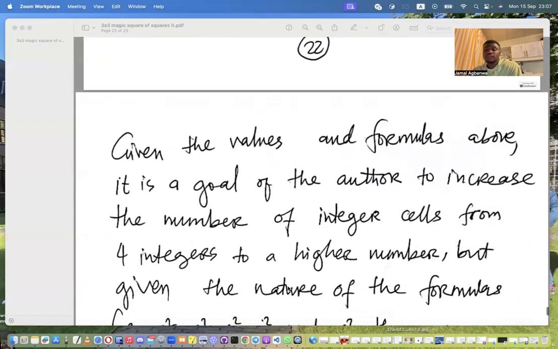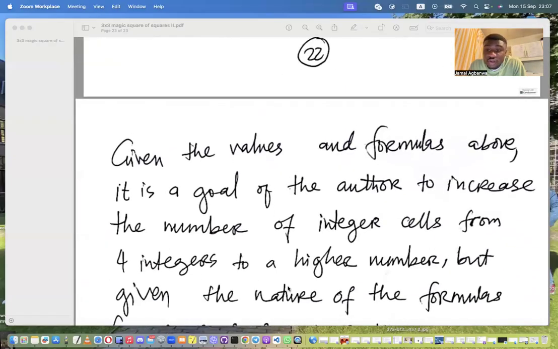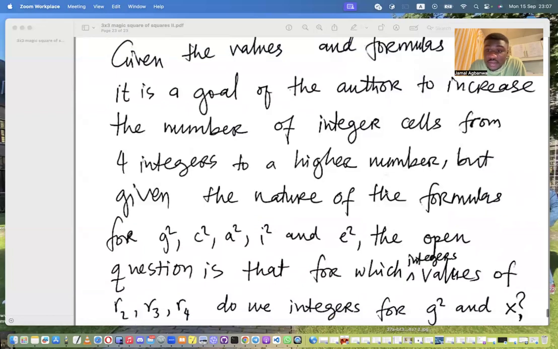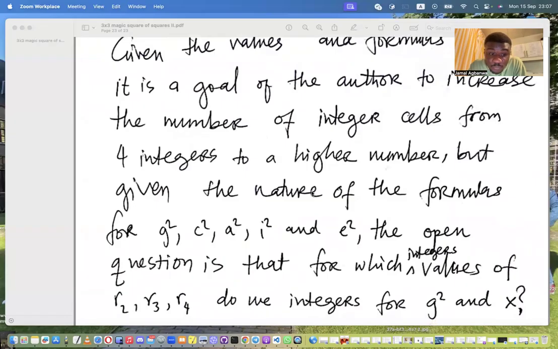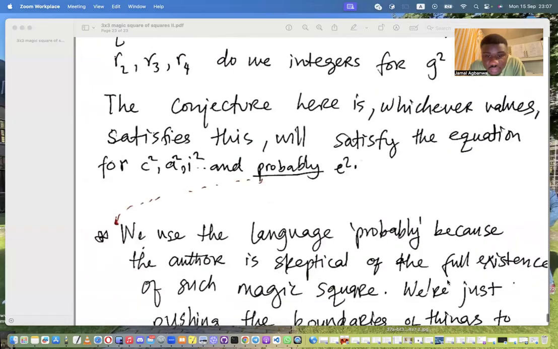And so given the values and formulas above, it's a goal of the author to increase the number of integer cells from 4 integers to a higher number. But given the nature of the formulas for g squared, c squared, a squared, and I squared, the open question is for which integer values of these divisors r subscript 2, r subscript 3, r subscript 4 do we get integers for g squared and x, you know? So this was the only thing left.